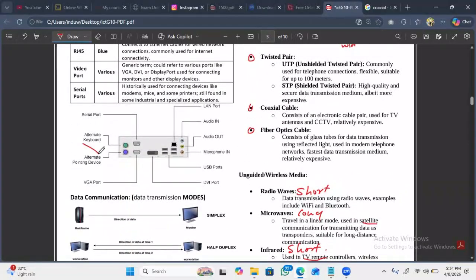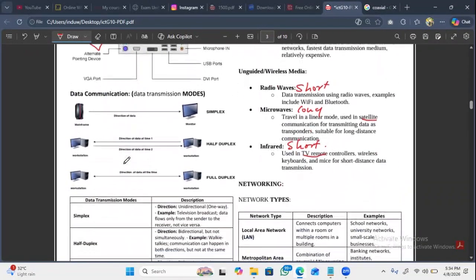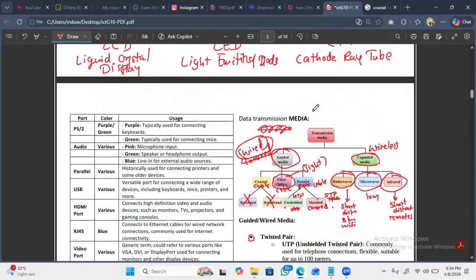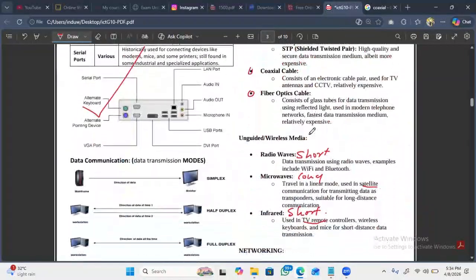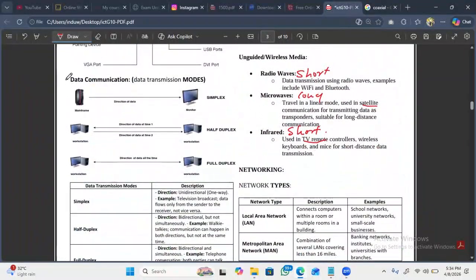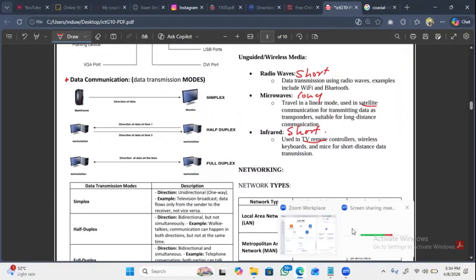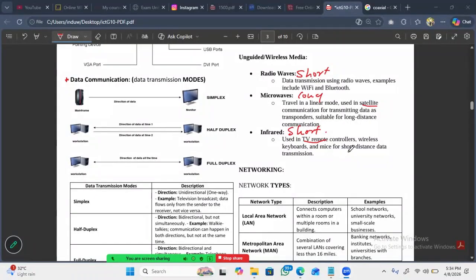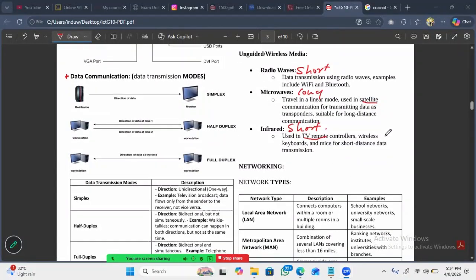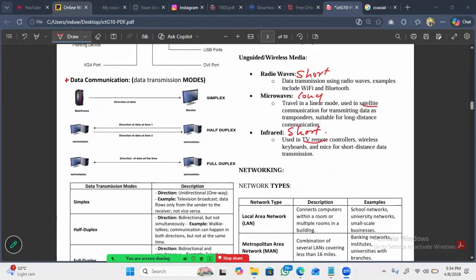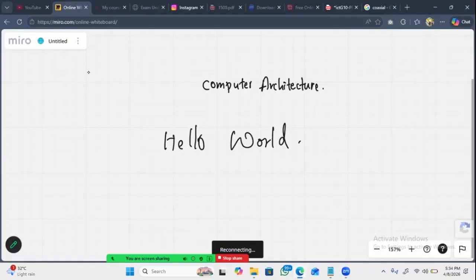Ports we discussed already. So now what we discussed here is data transmission media. Now we are coming to data transmission modes. හරිද? Okay, let's do. In these modes, when you are considering the mode, it's very simple.